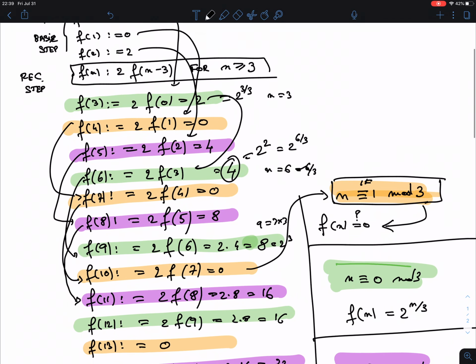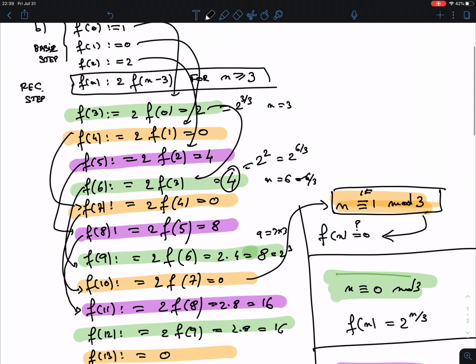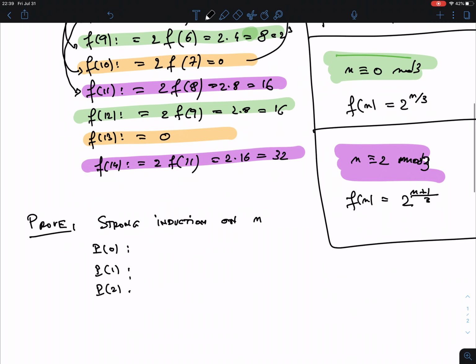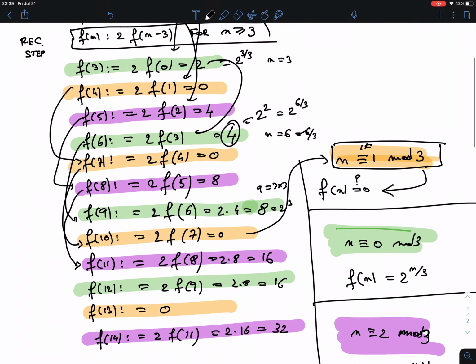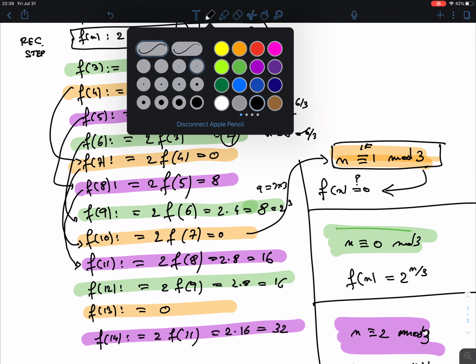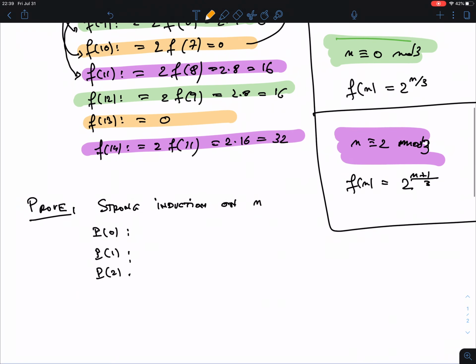Let's see that the formulas are correct. If n is 0, what kind of color is this? This case corresponds to the green case, right? It's a multiple of 3, and then it should be 2 to the power 0 divided by 3. That is 2 to the power 0, it's 1. So this is correct. So this case already works. What about P1? So let's verify P1, okay?